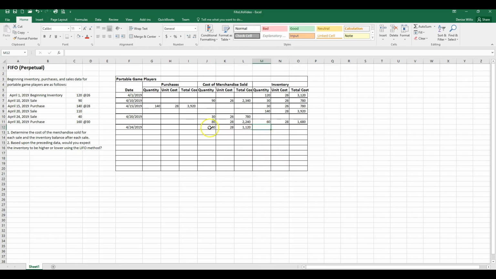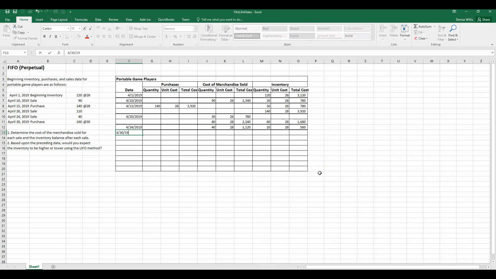We still have to update our inventory. We had 60 items. We just sold 40, so we have 20 left. Those 20 cost $28 a piece. So our inventory at the end of that day after the sale is $560 worth. Okay, let me separate this day out. Okay, so now we're going to go to April 30th.